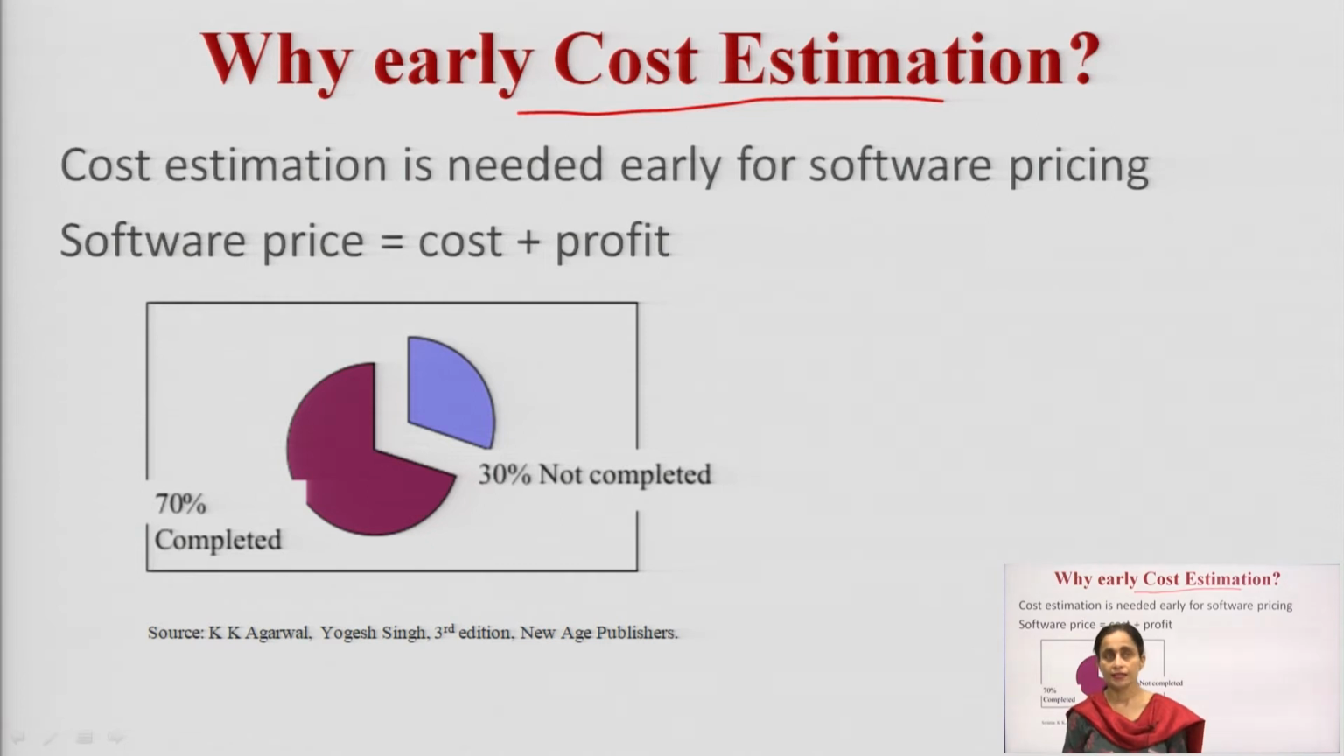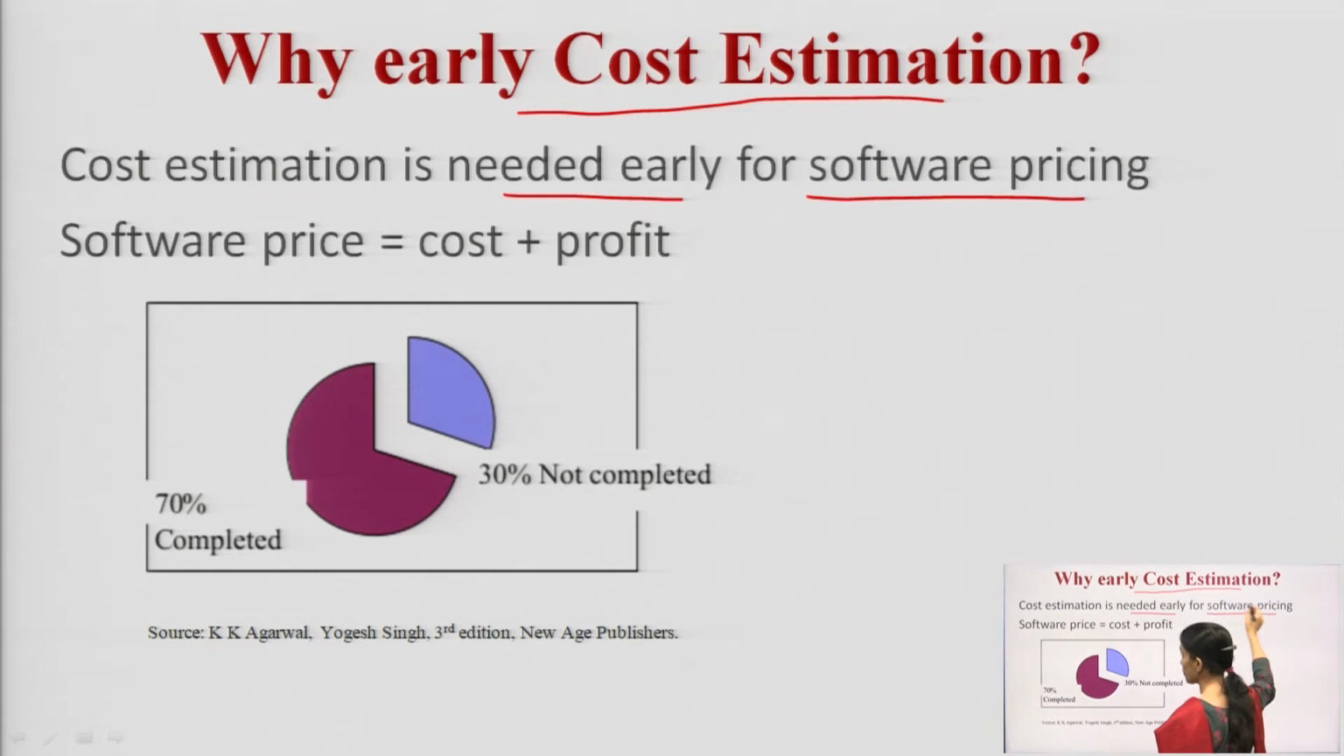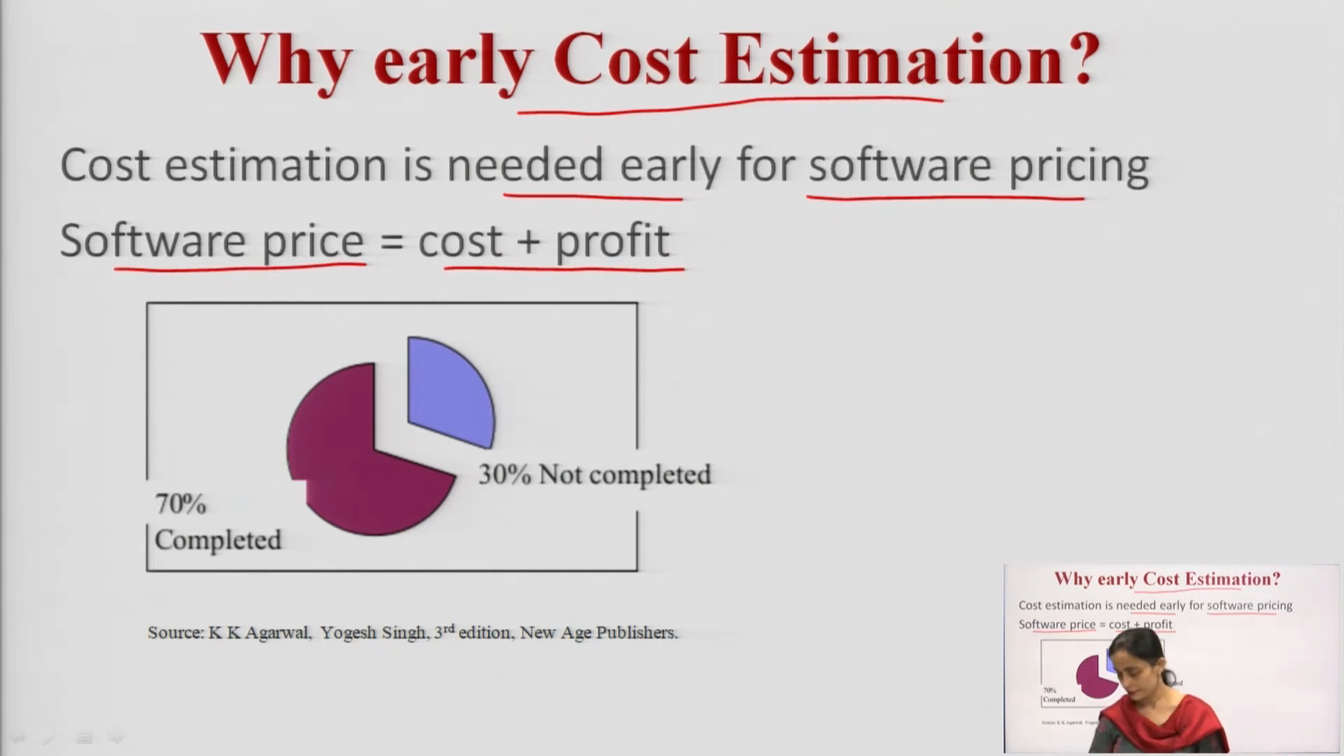Is it the reason that cost estimation cannot be done exactly at the earlier phases of software? The answer is yes. The cost estimation is needed early for the software pricing. We are determining the software price as a summation of two terms, that is cost and profit. Here we can see from the previous data slide that 70% of the projects get completed and 30% are not being completed. The reason is the software price keeps increasing, or they are not able to maintain themselves.